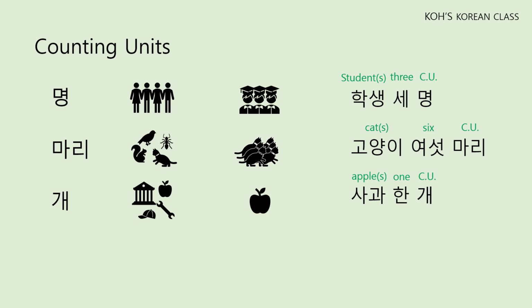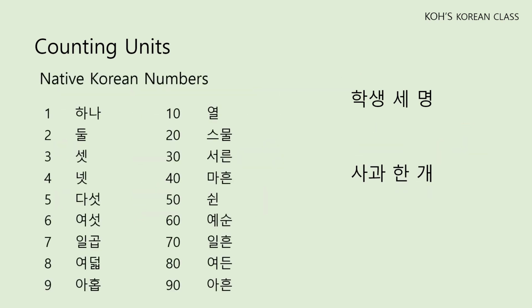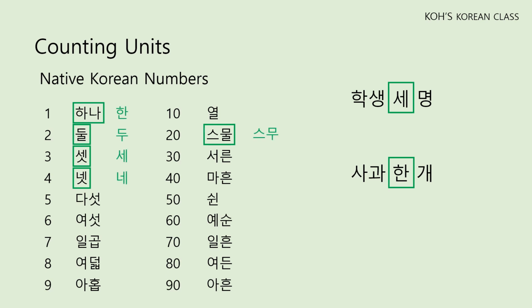That's the order. But here, you may have found it. The 3 and the 1 are somehow different from what we learned last time. Yes, there are 5 numbers losing their last sound before a counting unit. Those are 하나, 둘, 셋, 넷, 스물. And they become 한, 두, 세, 네, 스무.